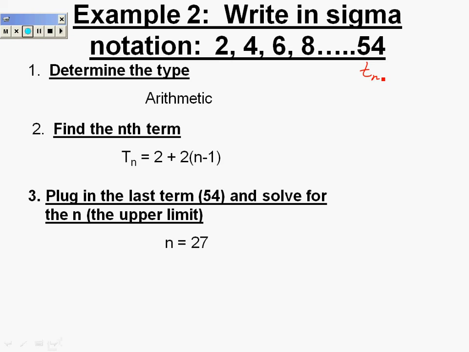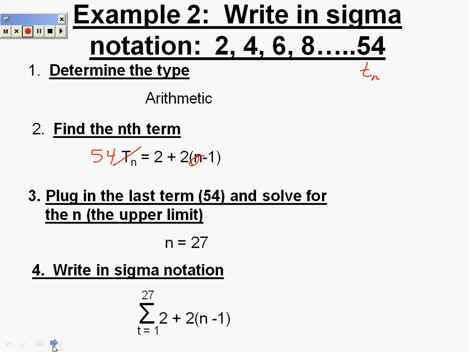However, I don't know what n is. What term is that? Is that the 20th term, the 40th term? Well, you can find that out by putting 54 right here for Tn and solving for n. That'll tell you what term it is, and if you did that math, you would get 27. So that tells me that 54 is the 27th term. Now that I know the upper limit, it goes from the first term to the 27th term, and I know the nth term formula, I can write it in sigma notation. It goes from 1 to 27, and my nth term formula goes here. So we're working backwards. We're taking a sequence, or a series, and crunching it down into sigma notation.